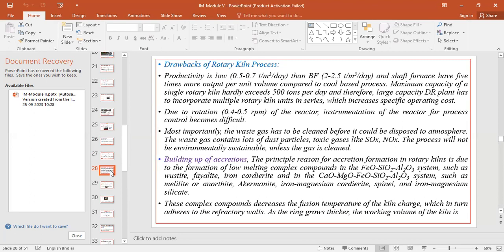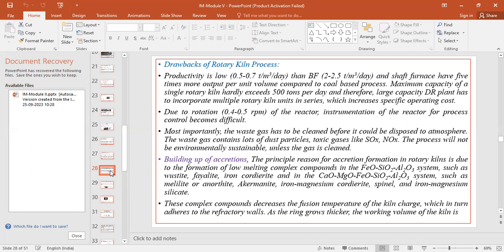And the drawbacks of the rotary kiln process: the productivity, as I said, is low because there is a large freeboard, and very little volume of the kiln is utilized for the charge to be rotated inside the kiln. So the productivity is very low compared to other kilns or furnaces. Maximum it may go to some 300 ton or 500 ton capacity per day. That is the capacity of one particular kiln.